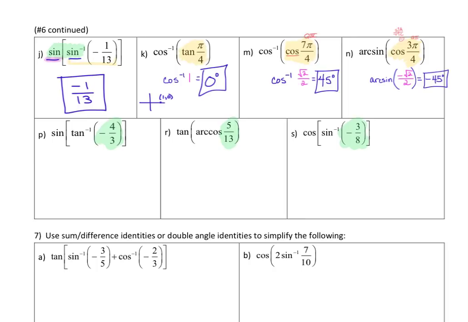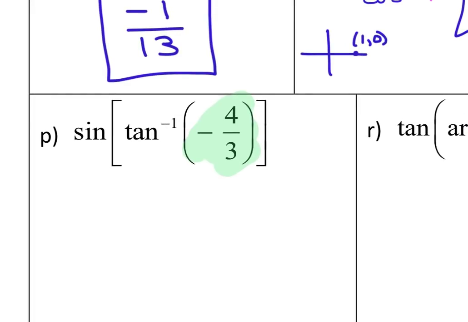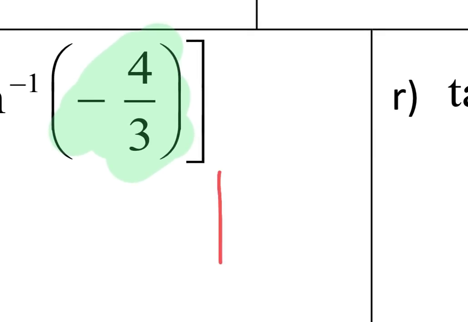And in these 3 problems, 4 over 3, 5 over 13, 3 over 8, none of these have anything to do with any kind of special angles. And so for these 3 problems, you're going to need to draw triangles that will help you find the values of the composition. So if you have inverse tangent of a negative input, remember that means that you're looking at a fourth quadrant angle. And so I'm going to draw a fourth quadrant triangle.